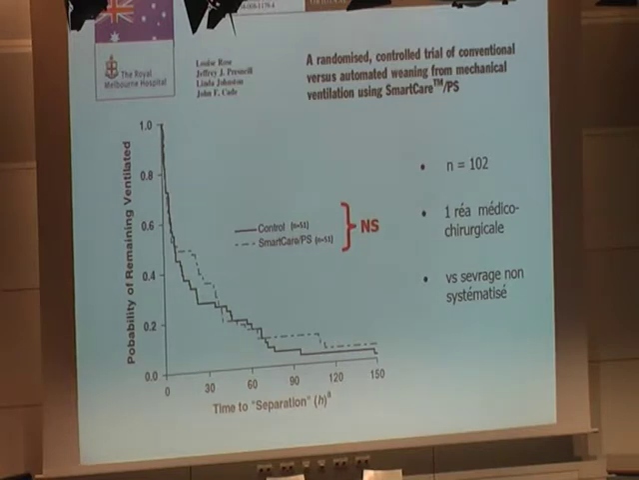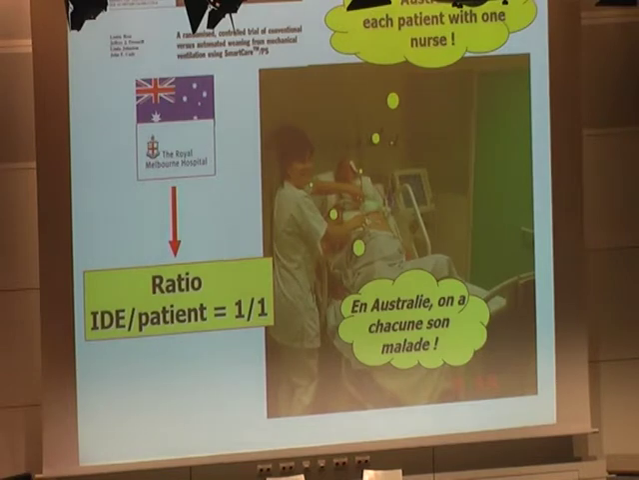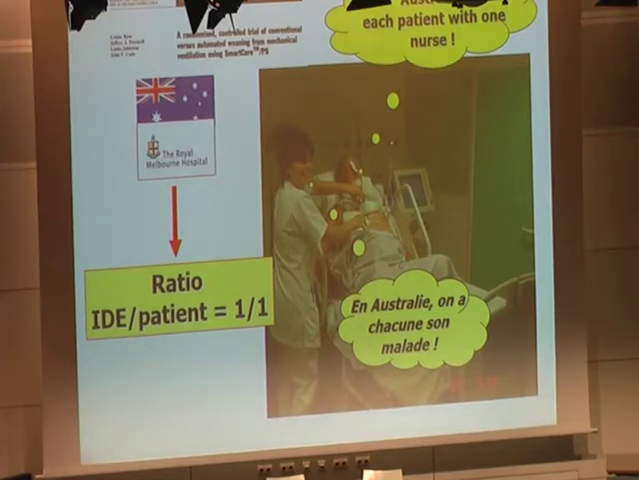However, another study performed in Australia in a single center showed no significant difference using a very similar study design. This is very complicated to explain. However, one of the main explanations is probably the nurse-patient ratio, which is 1:1 in Australia, and which was 1 to 2.5 or 1 to 3 in France and in Europe. And this may explain the difference. The message is, probably when you have a low nurse ratio, you can obtain some positive results using an automatic mode such as SmartCare.